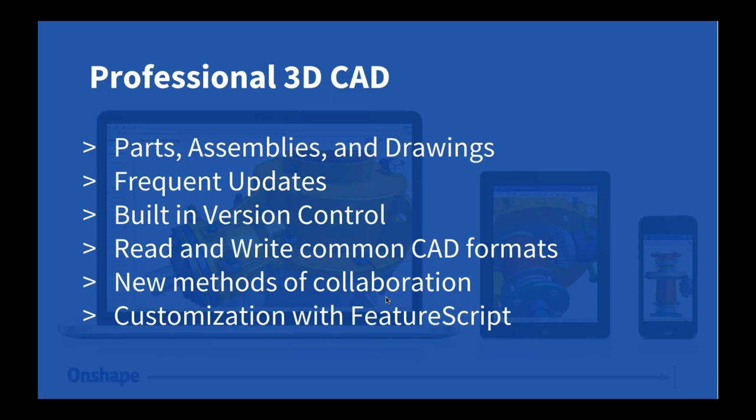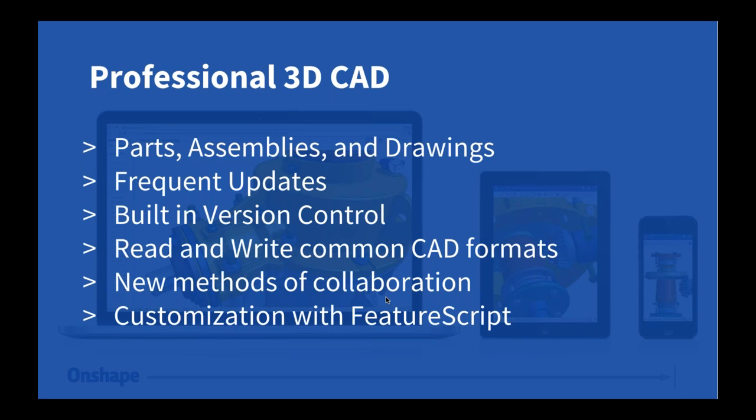Now, one very unique thing about Onshape when you compare it to other professional 3D CAD systems is we have entirely new methods of collaboration. This is something that's very different than really any other pro 3D CAD tools. You can work with others at the same time and everything updates in real time. So if you share your document with another user and that other user adds a fillet, for instance, you're going to instantly see that fillet on your screen. And it doesn't matter if you're in the same room or across the world, you have real-time simultaneous collaboration between users.